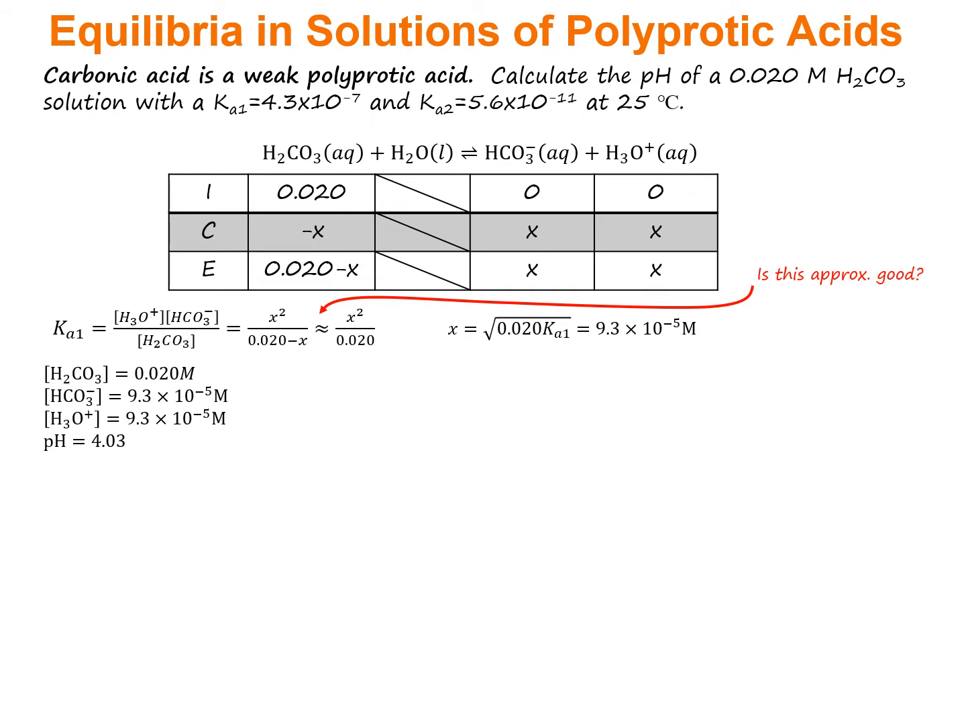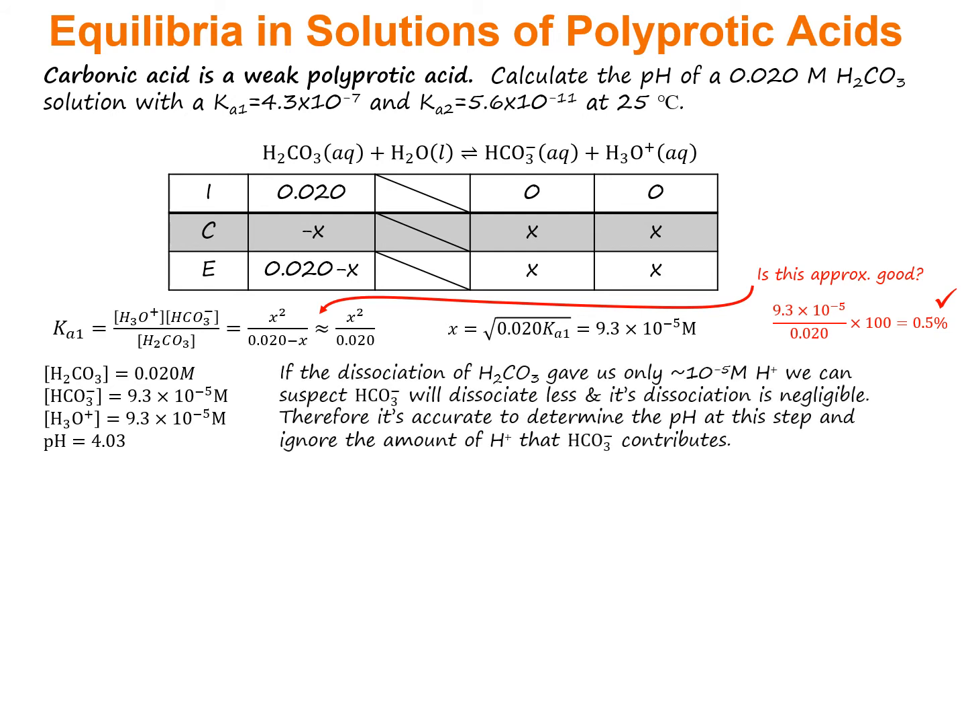If we want to check if our approximation's good, remember you're basically taking the amount dissociated divided by the amount that we started with, and that's effectively the percent dissociation, and we make sure that is under 5%. And if we look at what we get for this, 9.3 times 10 to the minus 5 divided by 0.02 and multiplied by 100 gives me 0.5%. And so this is a pretty good estimate, and we're good to go there.